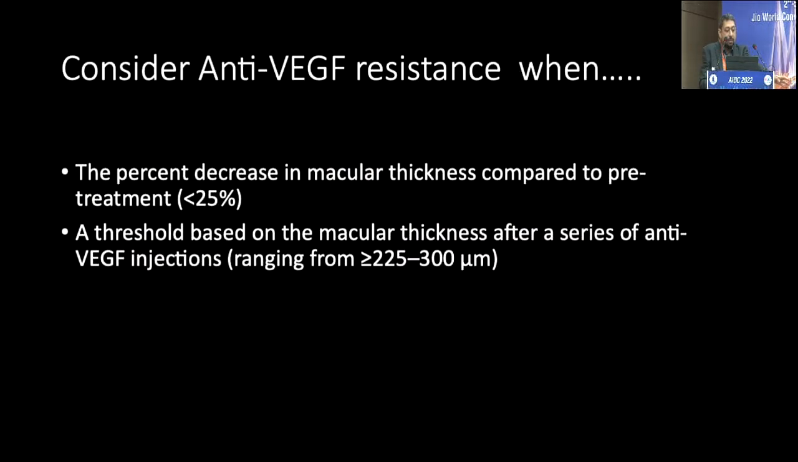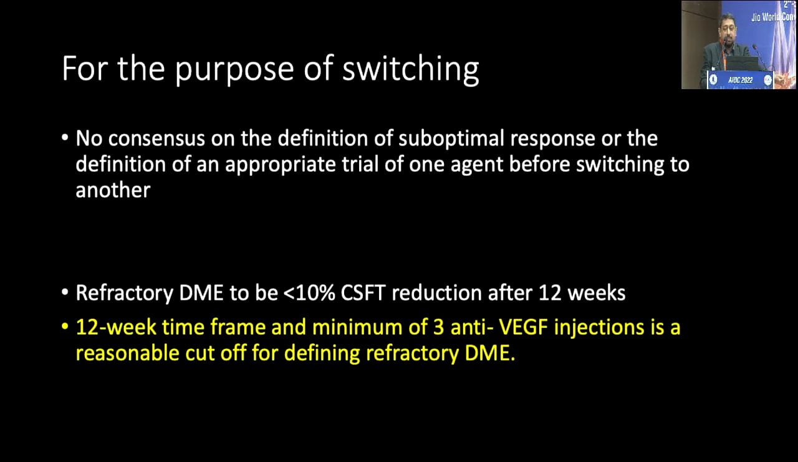Again, the two values are less than a 25% decrease from the original. We're not talking about 10% here. And we're considering, if the value does not come between 225 to 300 microns, you consider it as anti-VEGF resistance. But the funny thing is that for the point of switching, there is no definition; none of the studies have mentioned a definition per se. What do you call it as DME for the point of switching? So we are just dealing with monotherapy definitions here.